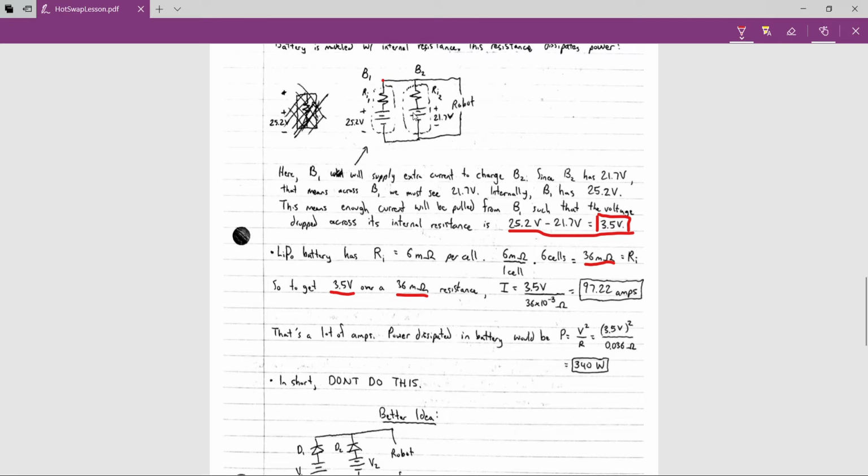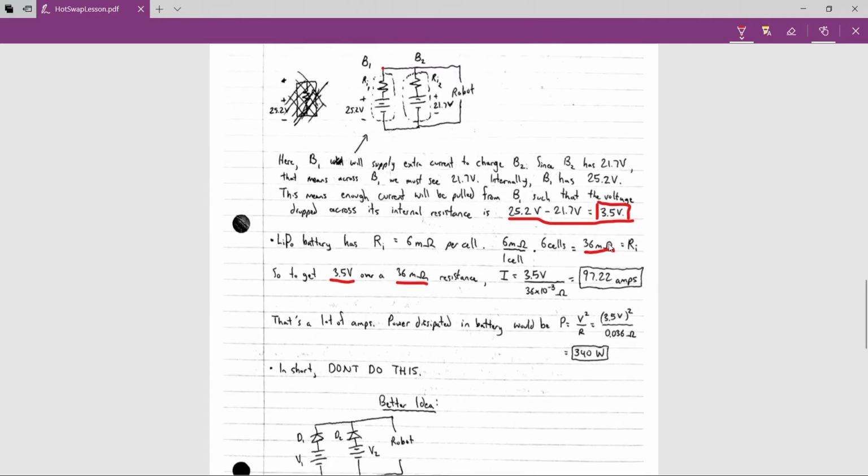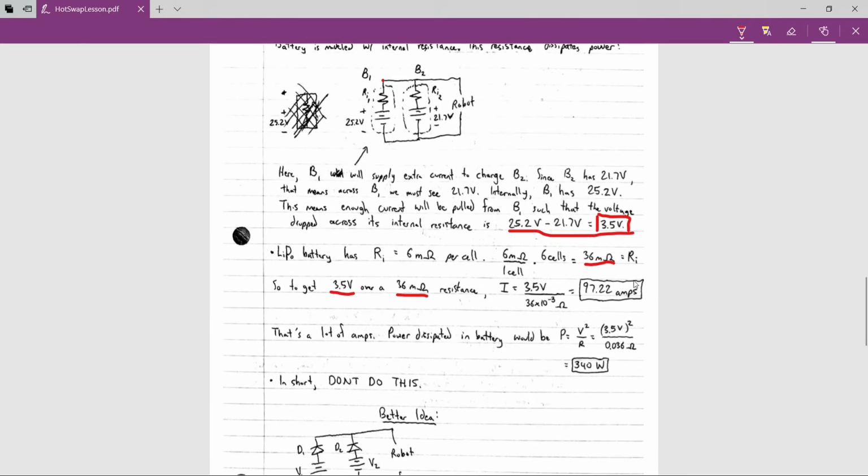Honestly, something would probably fry before then, or maybe not. Maybe our batteries can handle that. But my point is that's bad. Stuff will get really hot, at least. And when stuff gets hot, resistance goes up, and then you actually dissipate more power, which is a different topic. That's called thermal runaway, if you guys are interested in that, but I don't know too much about it. So basically, that's a lot of amps.